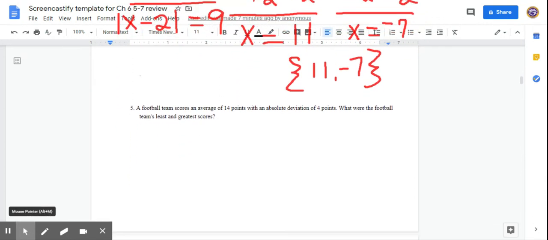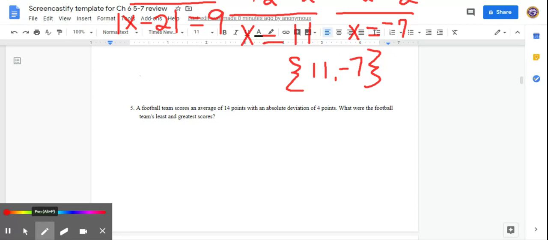A football team scores an average of 14 points with an absolute deviation of 4 points. What were the football team's least and greatest scores? All right, remember, I gave you the example in school about Deflategate with the Patriots. The football wasn't at the right weight, so they have a deviation when you have a football. Remember, it has to be a certain weight. I also told you they could use that in wrestling or boxing when the boxers have to weigh in. They have to be within a certain weight to be able to have the match. So this is the same thing.